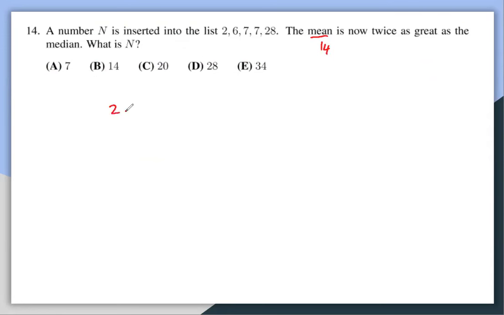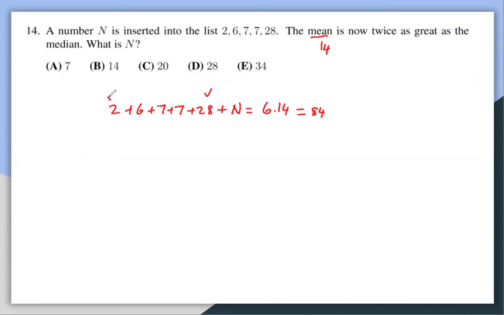Okay, so let's add them. So 2, 6, 7, 7, and 28. So we have 1, 2, 3, 4, 5, but we are adding something as well. So 1, 2, 3, 6. And then when you divide by 6, you get this number. So that should be 6 times 14 for the sum. That will be 60 plus 24, which is 84.